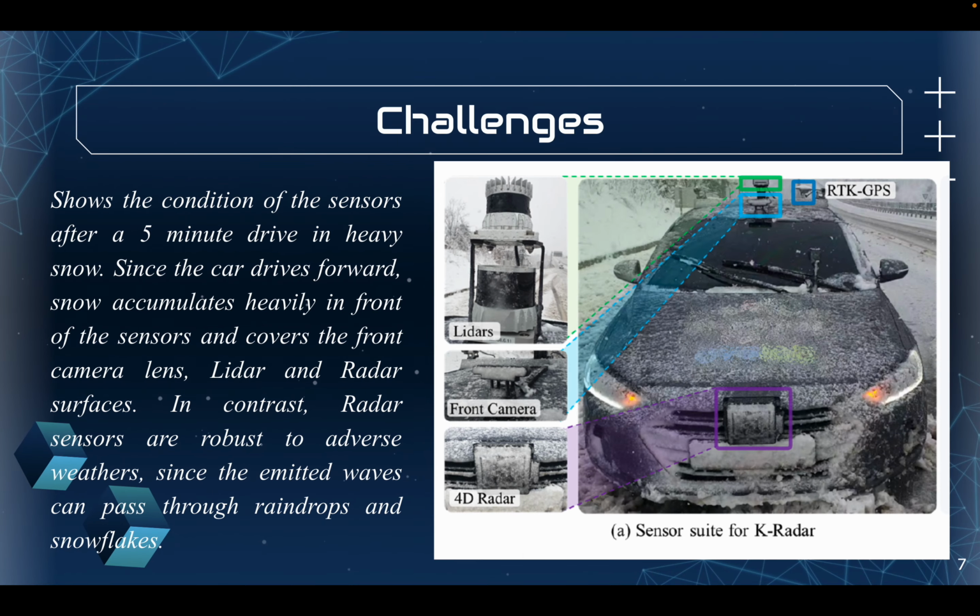What is the main challenge? This image shows that if we drive for just 5 minutes in heavy snow, all the sensors are covered with snow. This degrades the performance of our neural network. So how can we overcome these challenges?